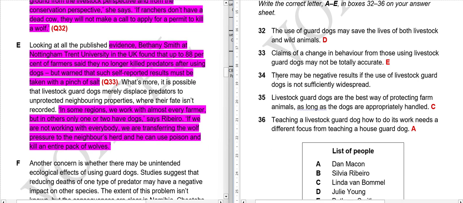The option is saying there may be negative results if the use of livestock guard dogs is not sufficiently widespread, and here it is saying that in some regions we work with almost every farmer, but in others only one or two have dogs. If we are not working with everybody, meaning to say widespread, we are transferring the wolf pressure to the neighbor's herd and he can use poison to kill an entire pack of wolves. That is a negative result.